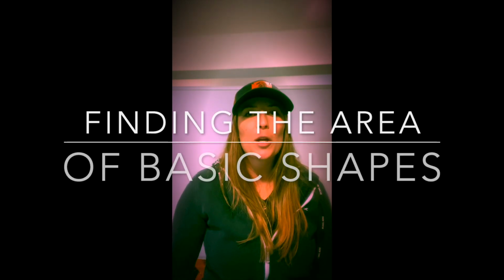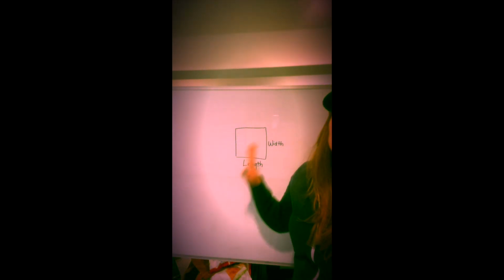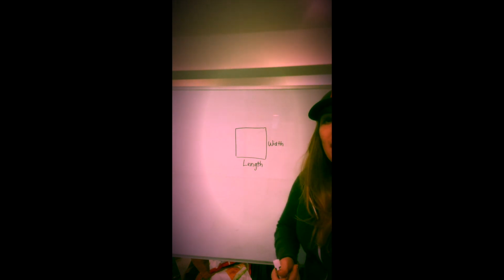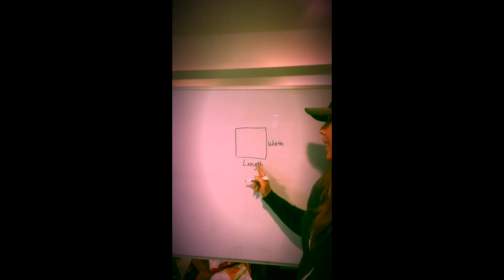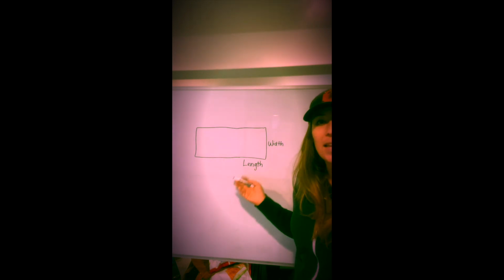Hello there, and in this video we are going over how to find the area of some basic two-dimensional shapes. Now remember, two-dimensional just means it's flat, okay? So let's look at the square first. How to find the area of a square is simply length times width. The area of a rectangle is just elongated, and it's the same thing, the length times the width.